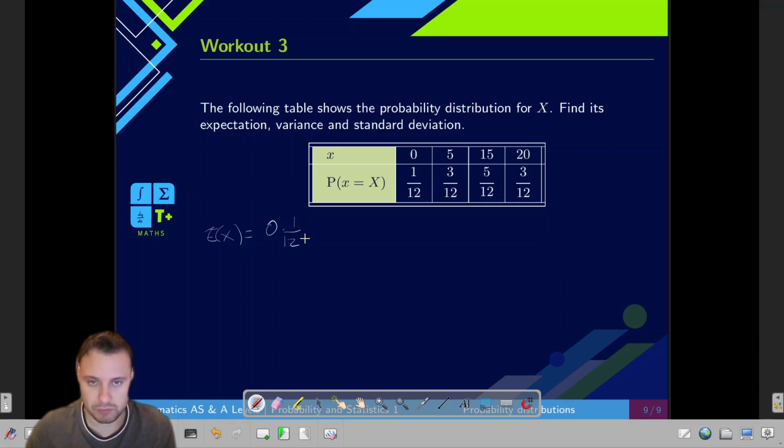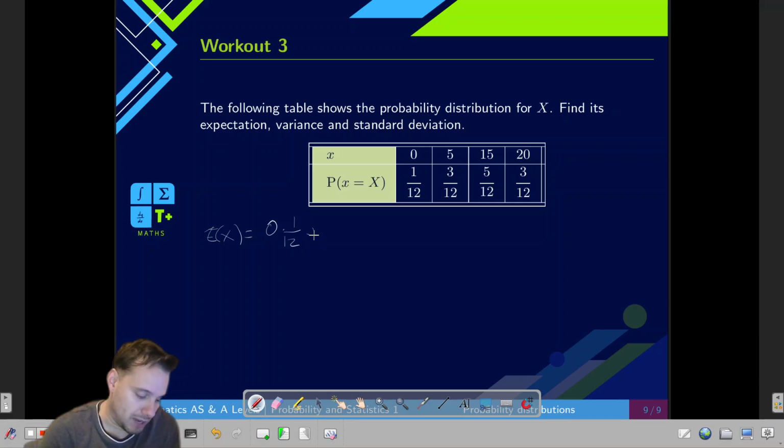Clearly, you don't need to write it because it's going to give you 0. But just for you to understand the idea of what we are doing, we are taking the value and we're multiplying it times its probability. Then we're going to add the second value, that is 5, multiplied times 3 over 12, plus 15 times 5 over 12, and then plus 20 times 3 over 12.